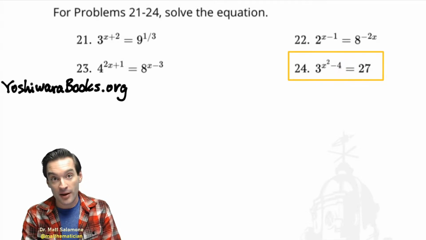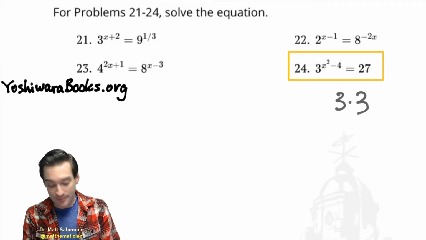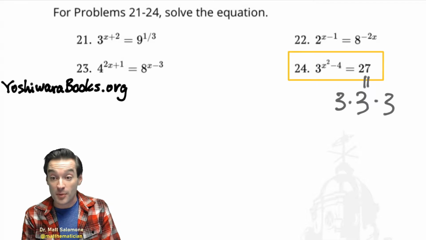Well, 3 multiplied by itself once, just plain 3, is 3. Right? 3 times 3, that's going to give me 9. But if I multiply one more time, 3 times 3 times 3, that's going to give me 27.